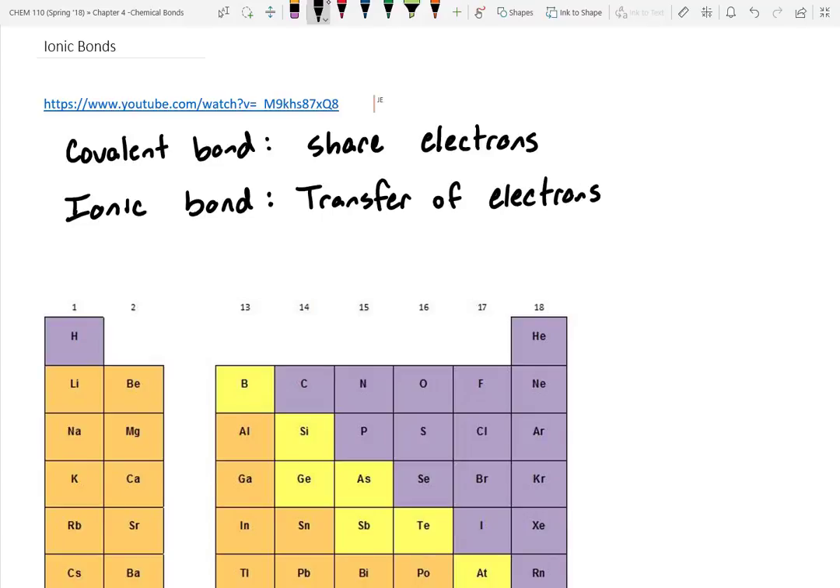And quite often this occurs between a metal and a non-metal. All right, I do have a good video I wanted to show you really quick. So let's pull up this YouTube video. And we can see what happens during the transfer of electrons.